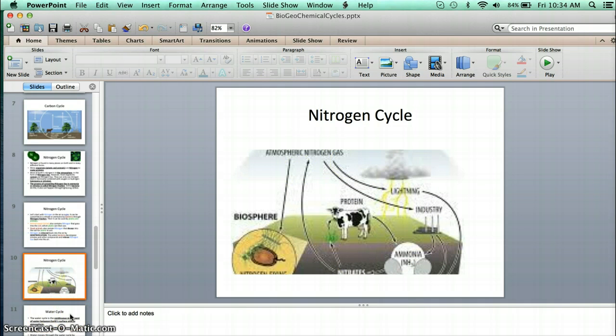You're now going to go to your other sheet and go to the website that you used for the carbon cycle, and you're going to record the nitrogen cycle and summarize it in your own words after you record the diagram.